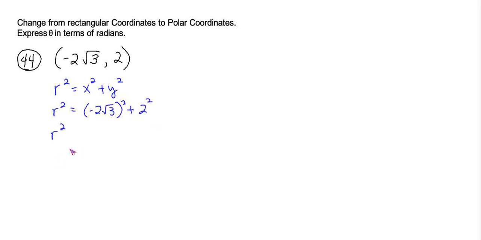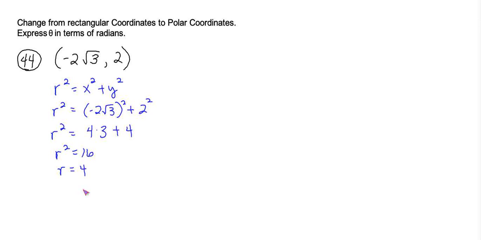So r squared equals, of course when I square this negative, it's going to become positive. 2 squared is 4. The square root of 3 squared is just 3. And then of course 2 squared is 4. So 12 plus 4, 16. R squared is 16. So r is 4.